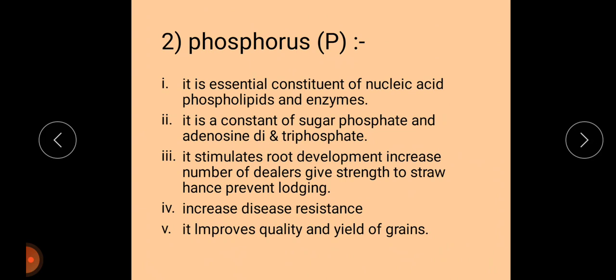So they are also comparing in that. Then the third one is that it stimulates root development, increases the number of tillers, and gives strength to the straw, hence preventing lodging. Then it also increases the disease resistance capacity of the particular crop, and it improves the quality and yield of grains. So these are the essential, important roles of phosphorus. Basically, this is one of the important roles of phosphorus.